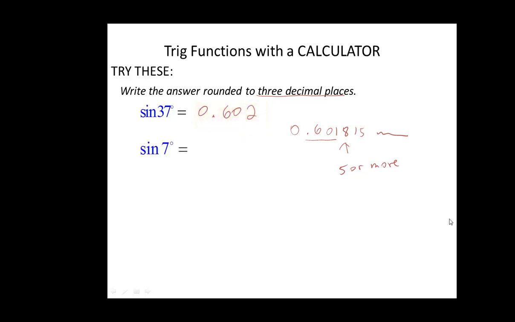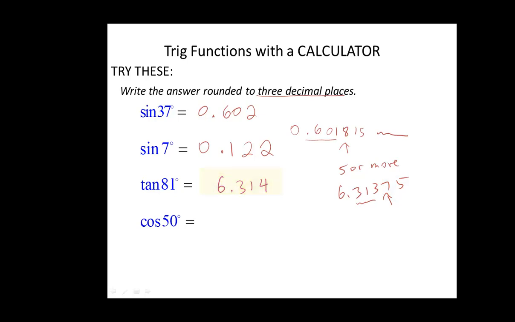Now try the sine of 7 degrees, and again round that to 3 decimal places. See if you're getting the same thing that I'm getting when I do the sine of 7 degrees. I have 0.12, and I need to round that up to a 2. Here's our next problem, tan of 81 degrees, and here you should be getting a long number, something like 6.31375. But right there, you need to look at the number right after the 3 decimal places. That is 5 or more, so I'm getting 6.314 for the tan of 81 degrees.